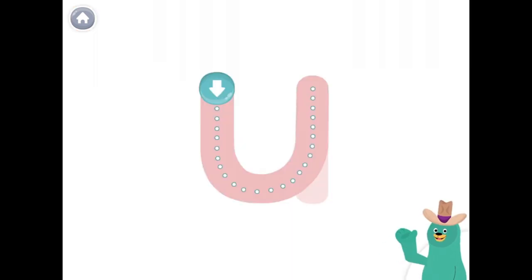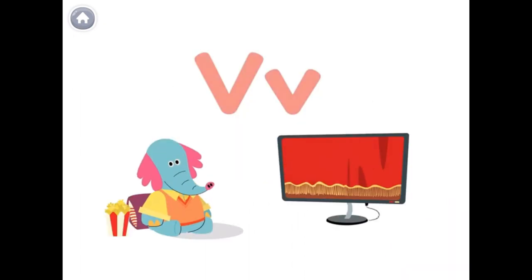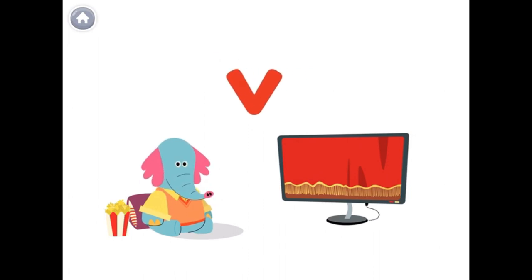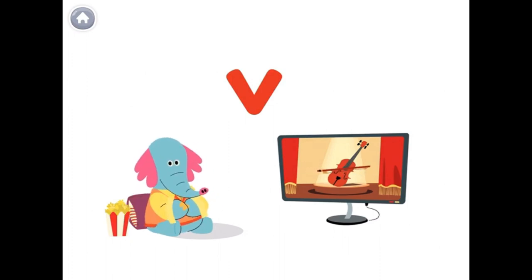Trace the lowercase letter U. Great! You traced the letter U. This is the letter V. And this is the lowercase v. V makes the V sound, like in the word violin. Oh, that sounded so beautiful. The letter V.